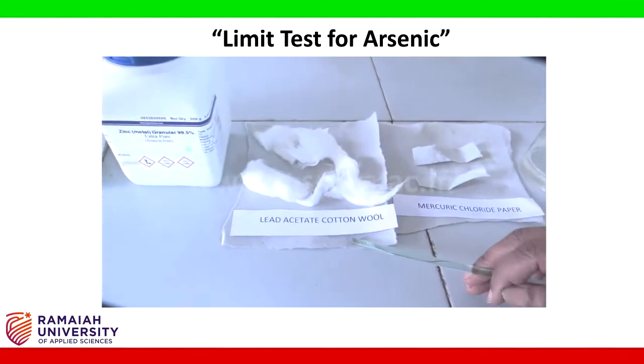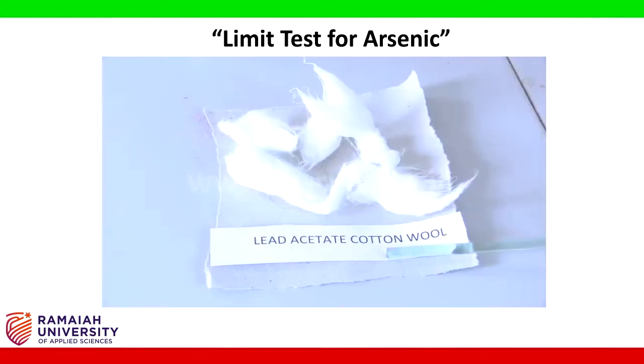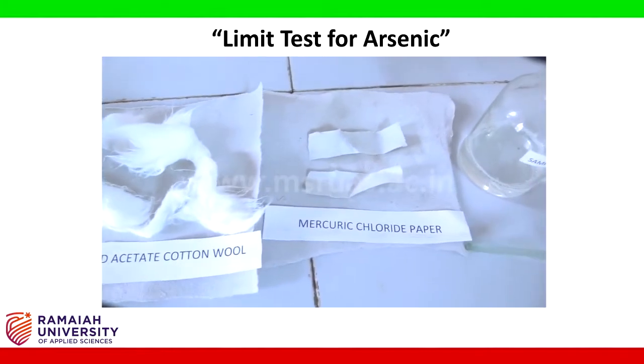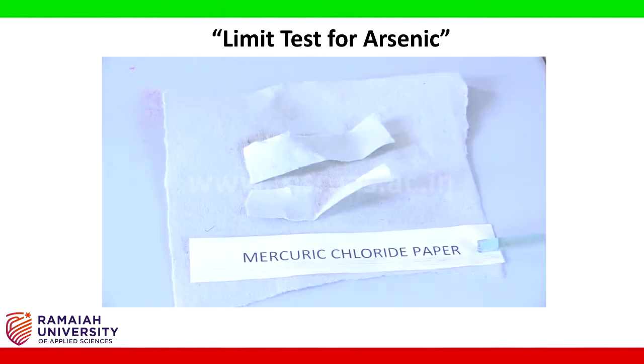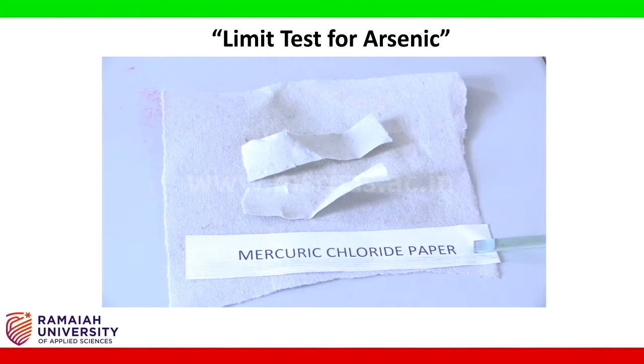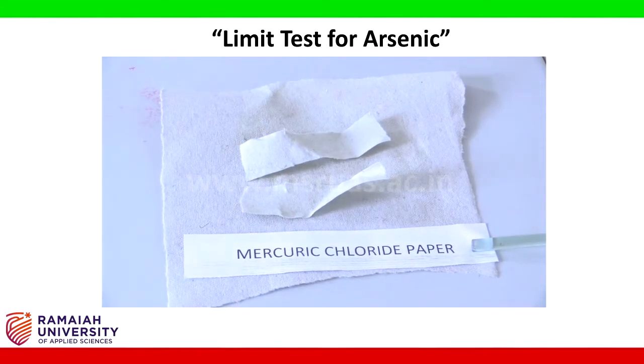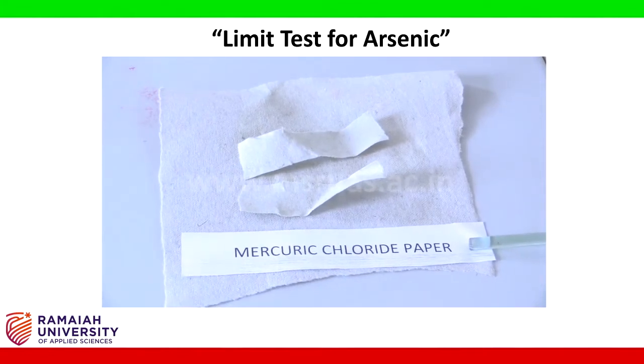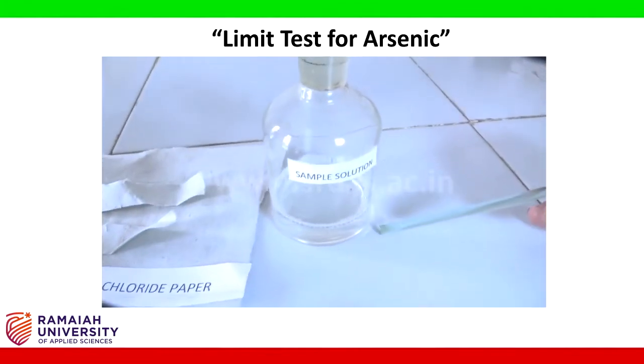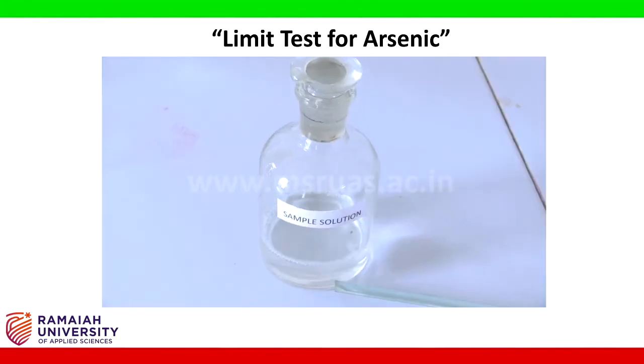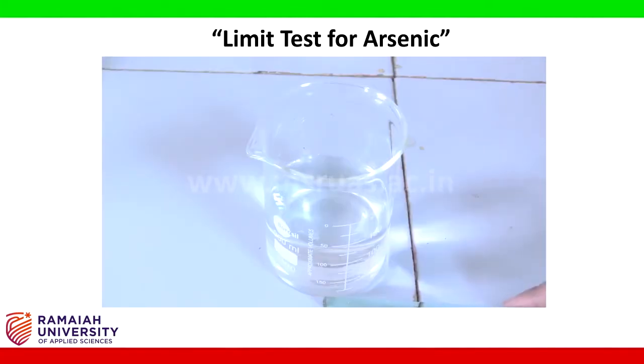Lead acetate cotton wool is used to trap the hydrogen sulfide gas if present as an impurity in the solution. Mercury chloride paper acts as a reagent for identifying the arsenic if present in the sample solution. Sample solution, in which we are going to check whether the arsenic is present or absent, and distilled water.